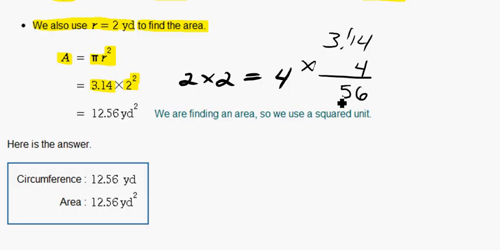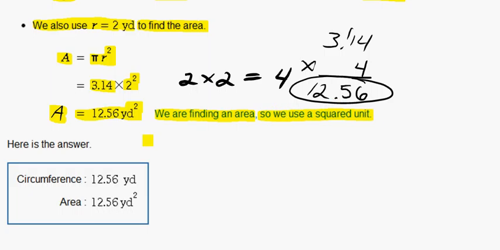Then we bring our decimal down. 4 times 3 is 12. So our area is 12.56. So the area equals 12.56 yards squared. We are finding an area, so we use a squared unit.